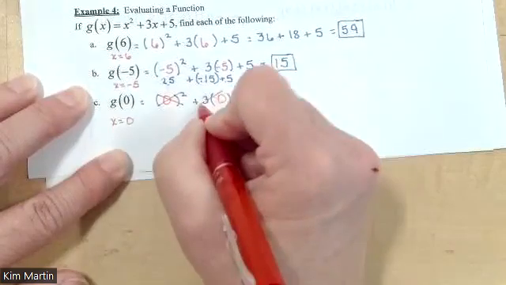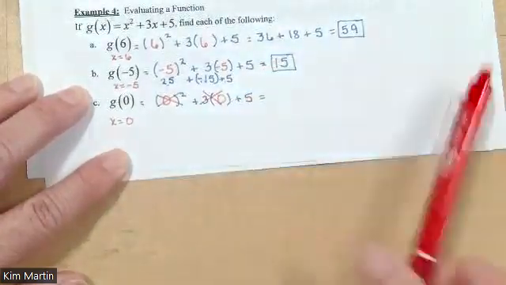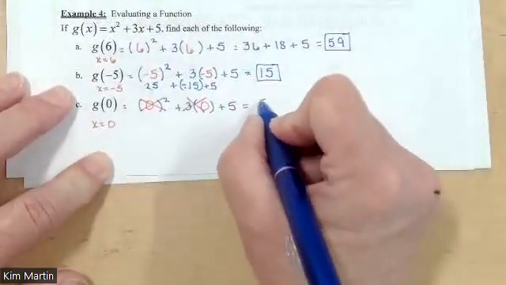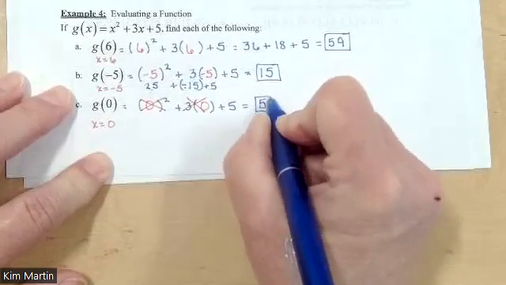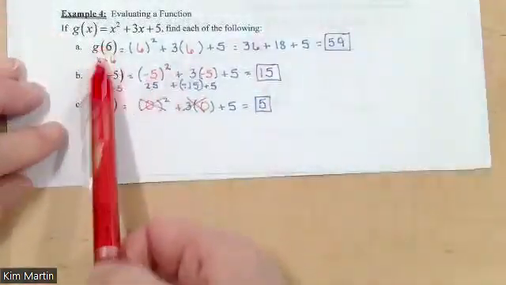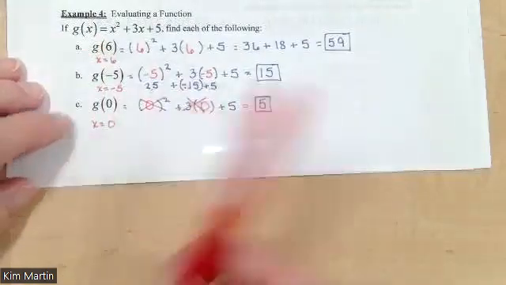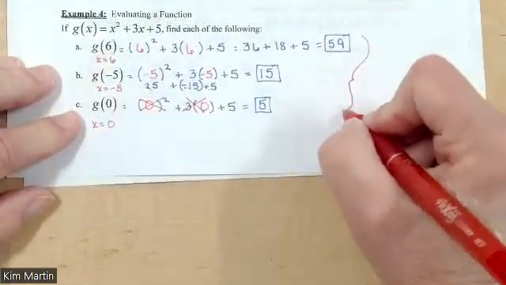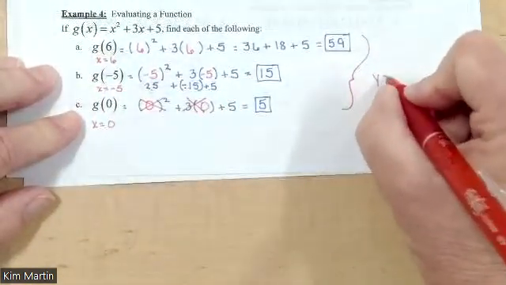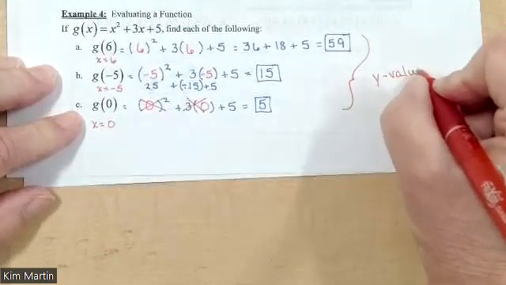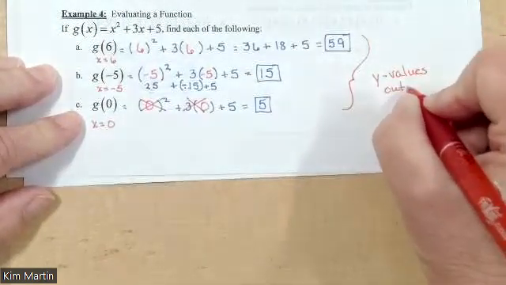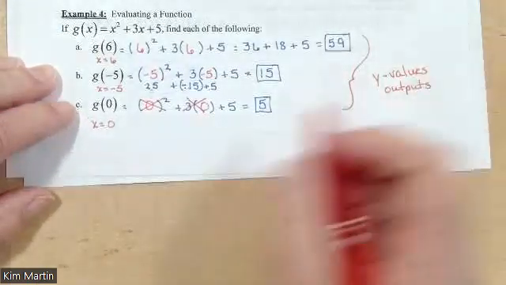That gives me 0. So I only have 5. Again, my inputs are over here, and my outputs are here, which are my y values. Outputs. Okay. But these are what they look like.